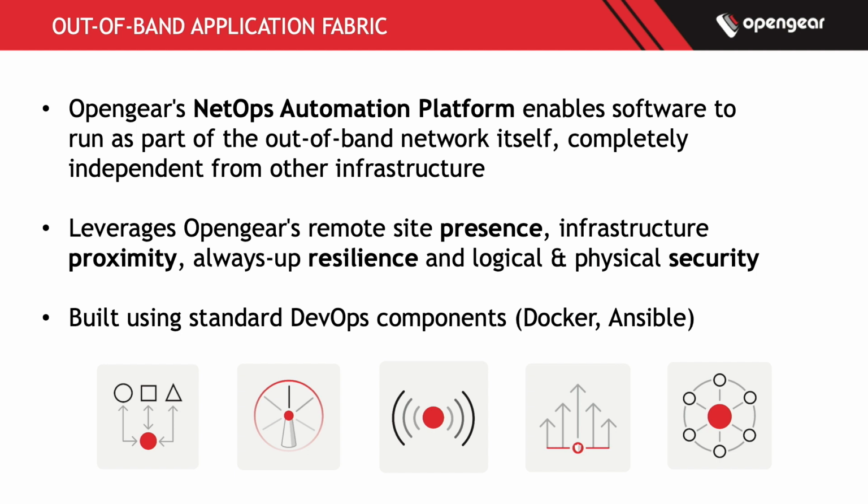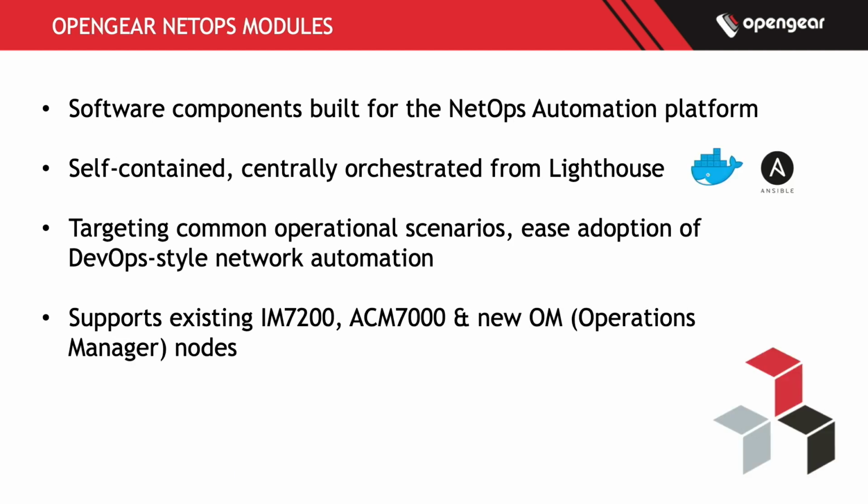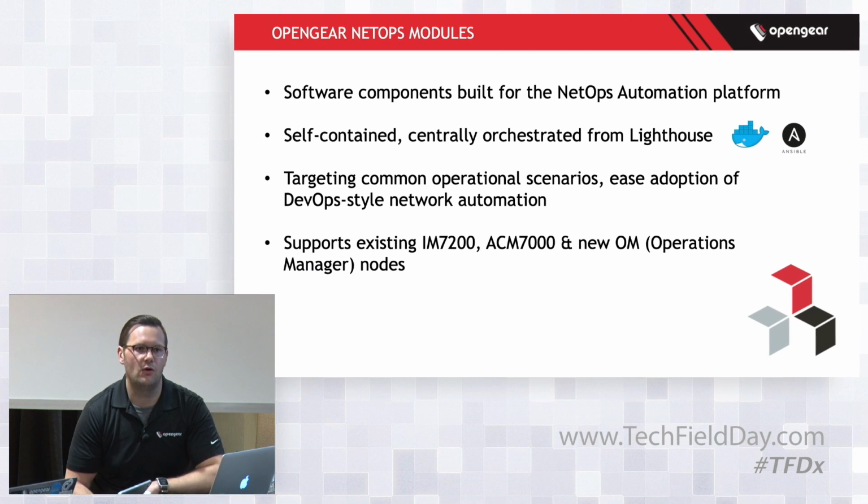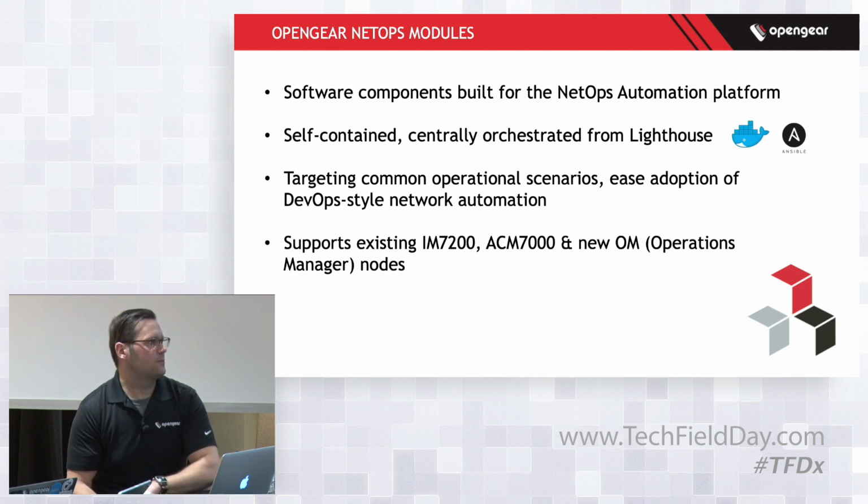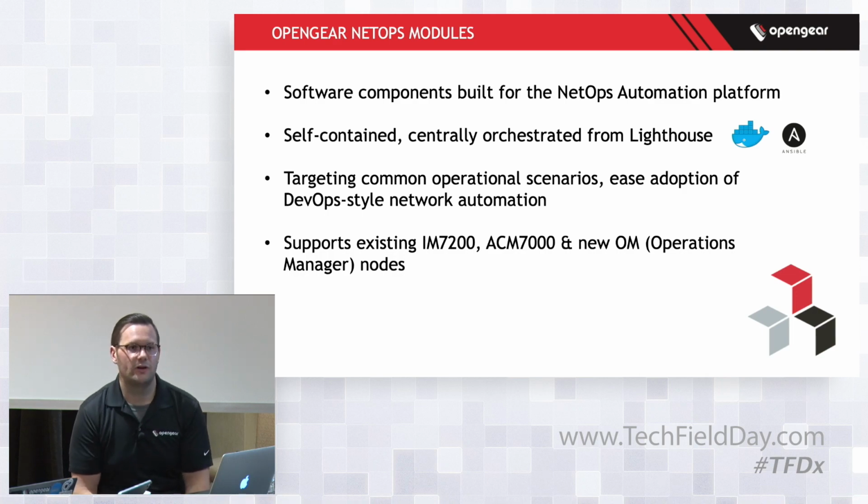So we're building the system basically by combining a bunch of these standard best practice DevOps components like Docker and Ansible. So we talk about Opengear NetOps modules, and really these are the software components. These are, I guess, the applications that run on the Outerband network on our NetOps Automation Platform. They're fully self-contained. They actually just run as little Docker containers, and they're centrally orchestrated and managed from Lighthouse.